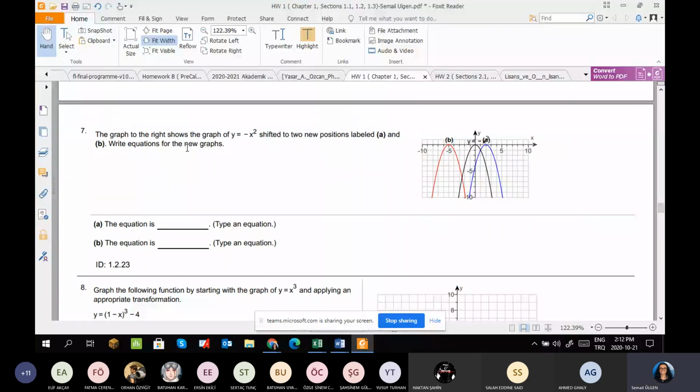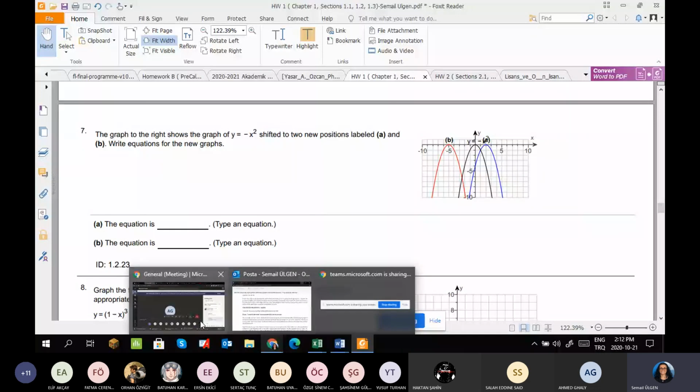Question 7. The graph to the right shows the graph y is equal to negative x squared shifted to two new positions labeled A and B. Write equations for the new graph. So I want you to write equations for A and B in the chat. Can you write it for me, please?